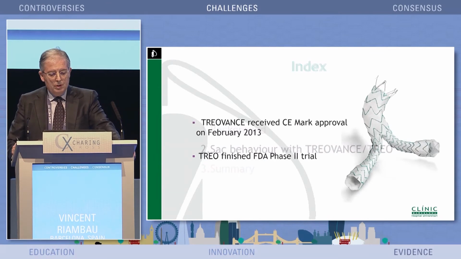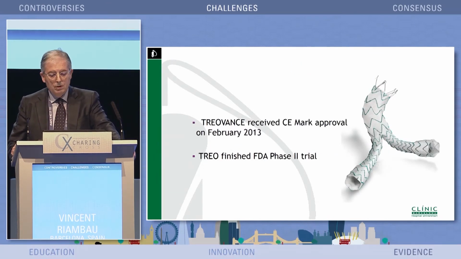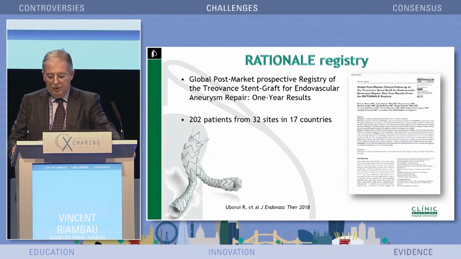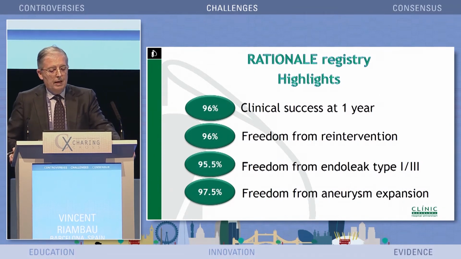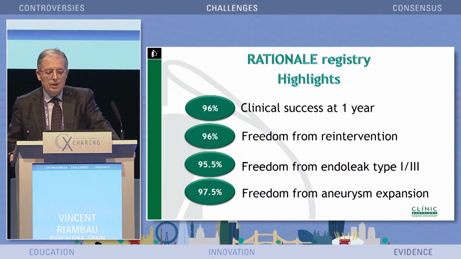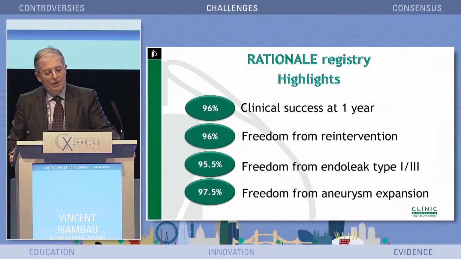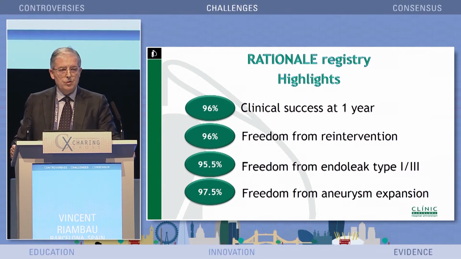Let me introduce what is the sac behavior using this new generation of device, the so-called Treovance, that is coming from the Terumo Aortic company. They're using the RATIONAL registry, collecting more than 200 patients, coming from 32 sites in 17 countries, with these particular highlights about the early outcomes: 96% clinical success at 1 year, 96% freedom from surgical intervention, 95.5% freedom from endoleak type 1-3, 97.5% freedom from aneurysm expansion.